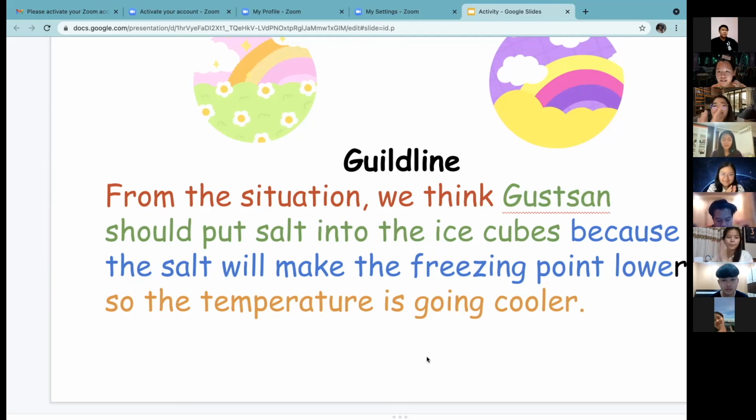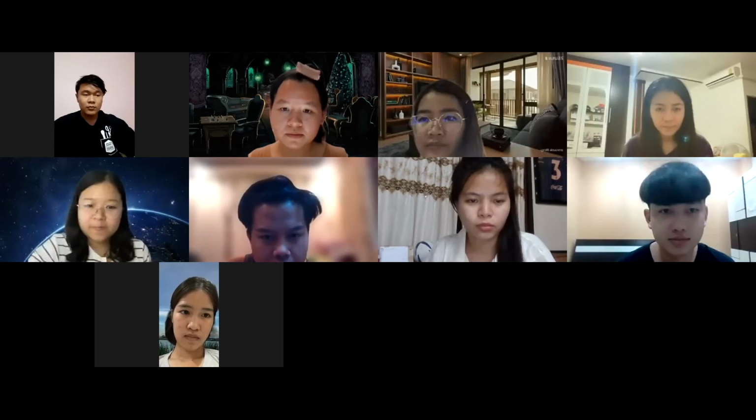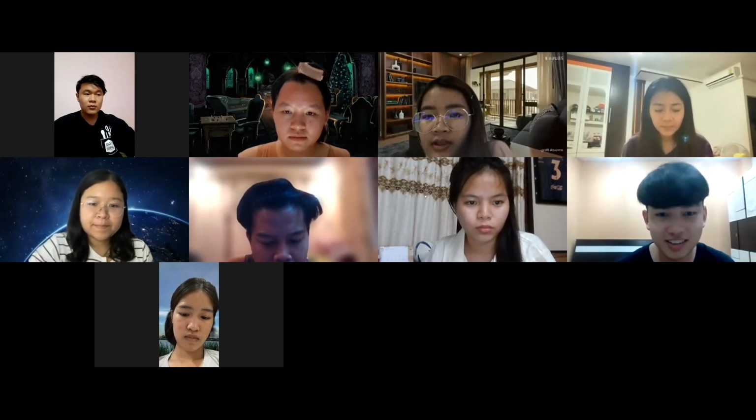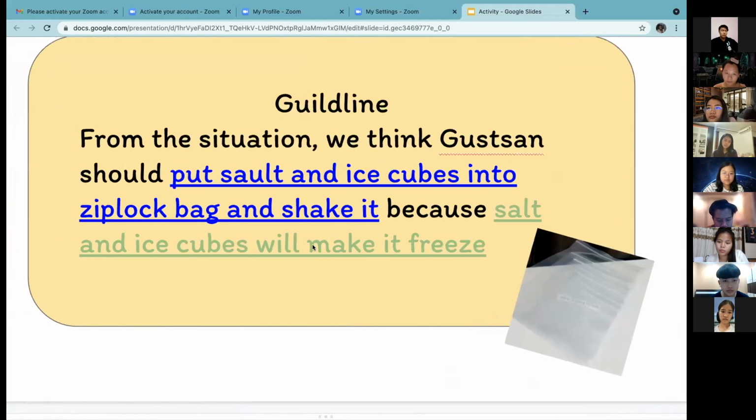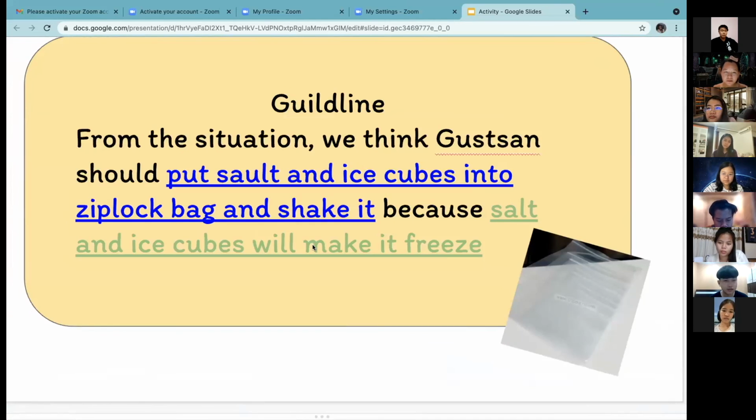Okay, next is group 2. Okay, I will present about my group. So, from the situation, we think Kasang should put salt and ice cube into a Ziploc bag and check it because salt and ice cube will make it freeze.